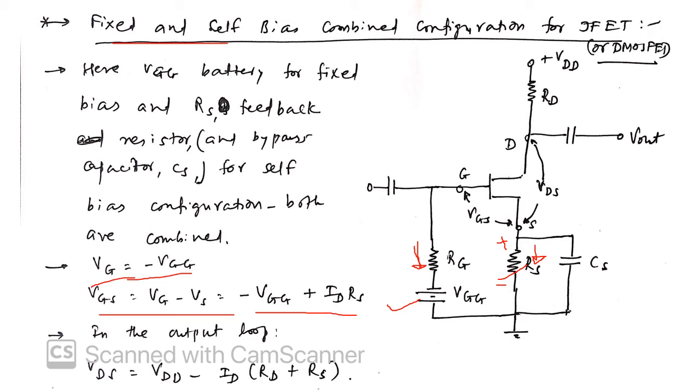Again, for this network, VGS is minus VGG plus IDRS, and VDS is equal to VDD minus ID into (RD plus RS). To find ID, it is the same equation, IDSS into (1 minus VGS over VP) squared. In case we have to design, it is an operating point condition, and from these two equations we can find out RS and RD.